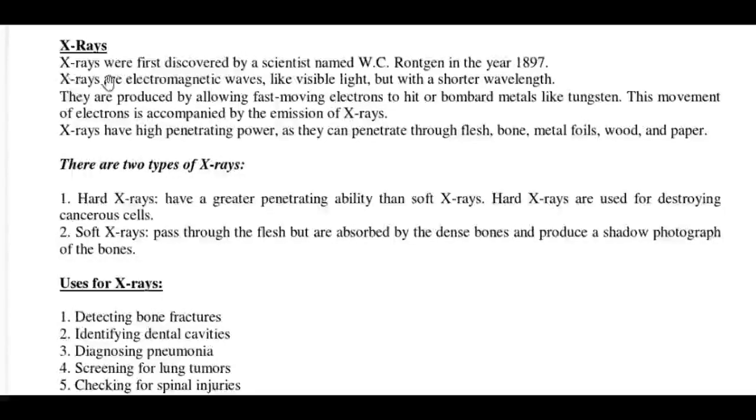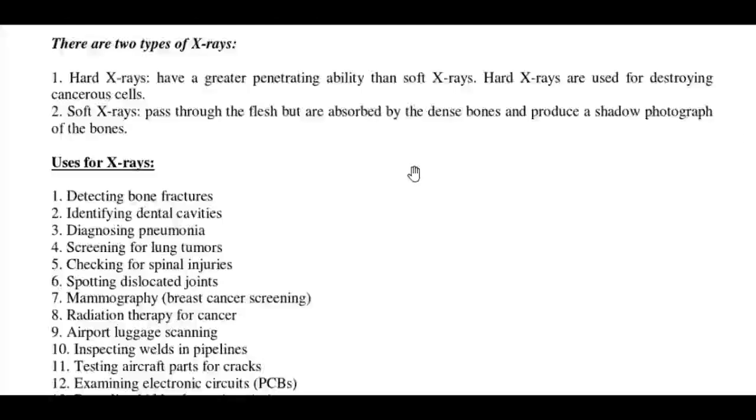X-rays are electromagnetic waves like visible light, but with a shorter wavelength. They are produced by allowing fast-moving electrons to hit or bombard metals like tungsten. This movement of electrons is accompanied by the emission of X-ray. So X-rays have high penetrating power, as they can penetrate through flesh, bone, metal foil, wood, and paper. So what are the two types of X-rays we have?